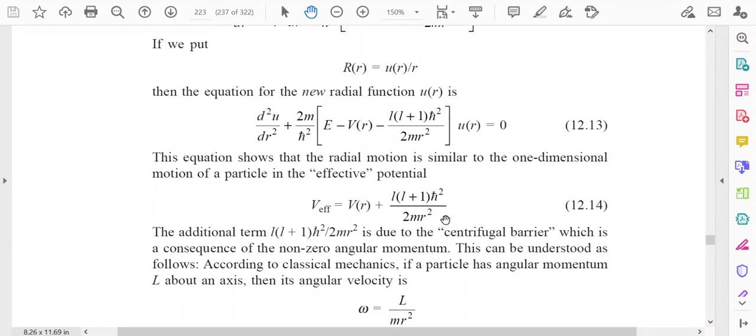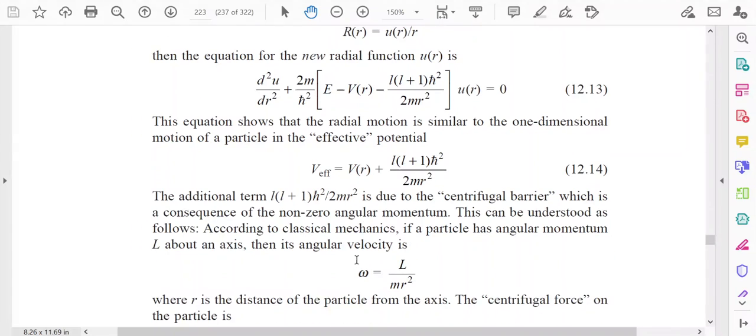Now, in this effective potential, there is an additional term, L(L+1)ħ² by 2mr². So, what is the significance of this term? Apart from the term here, there is an additional term here. What is the significance of this term? This term is due to the centrifugal barrier, which is a consequence of the non-zero angular momentum of the particle.